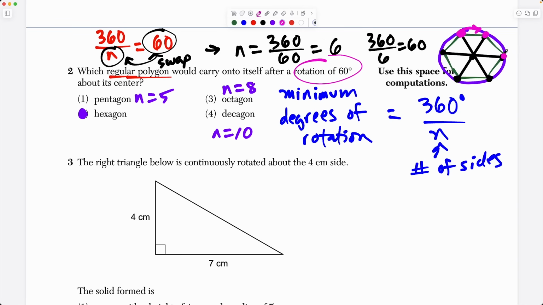It would send this one to this one over here. It would map onto itself nicely here. Okay, all these angles that I'm dotting like this are all 60-degree angles.